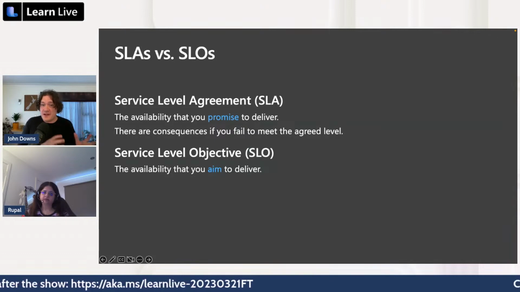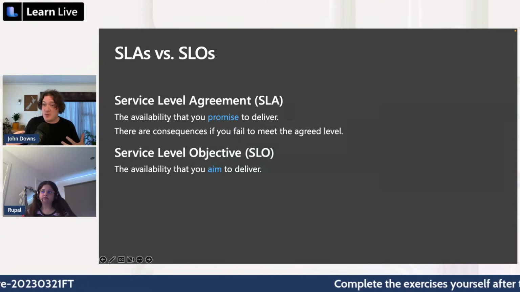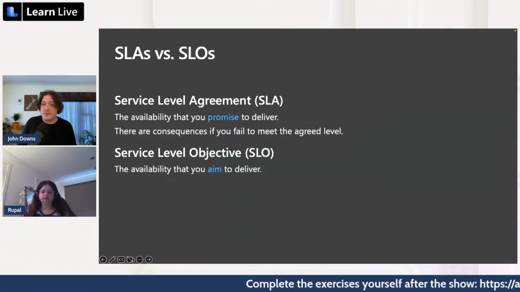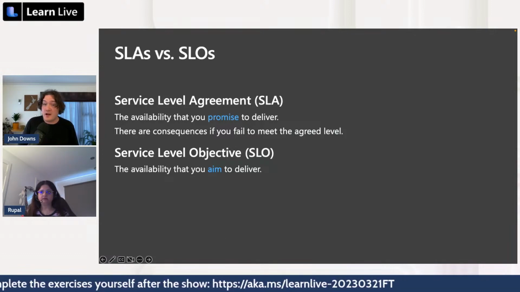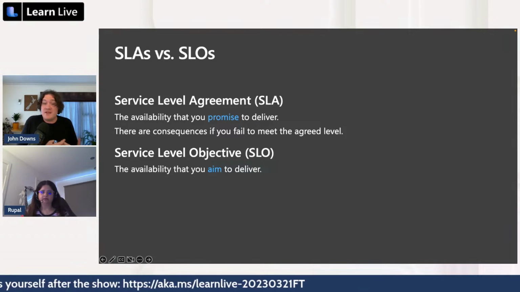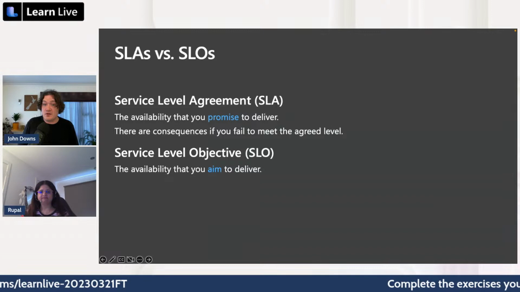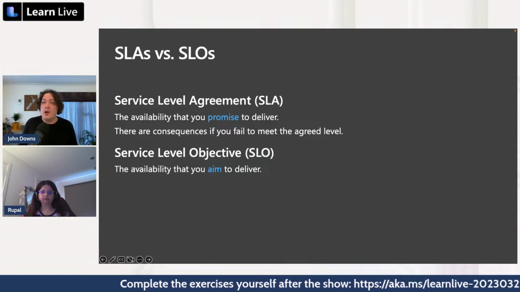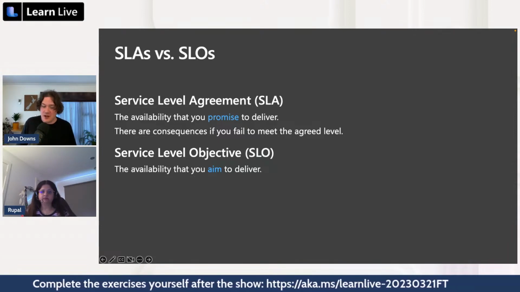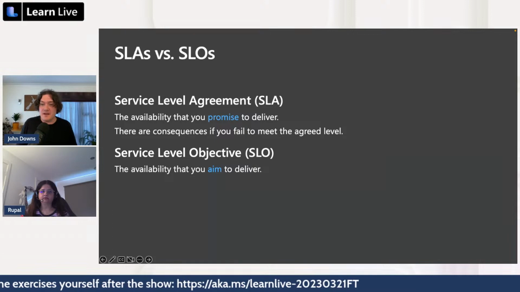Now, the two terms, SLA and SLO, sound very similar, and sometimes people use them interchangeably, but they really are quite different. A service level agreement, or an SLA, is a commitment we've made. So maybe we've got a contract with our customers, and we have to give them a partial refund, for example, if we don't meet an agreed level of service. On the other hand, a service level objective, or an SLO, is our target or something that we aim for, but there aren't necessarily any immediate consequences for failing to meet that target.